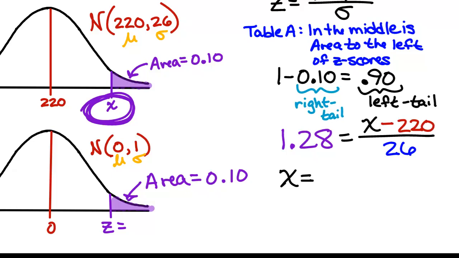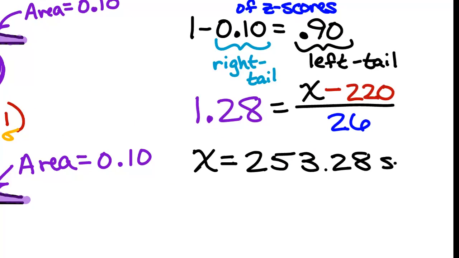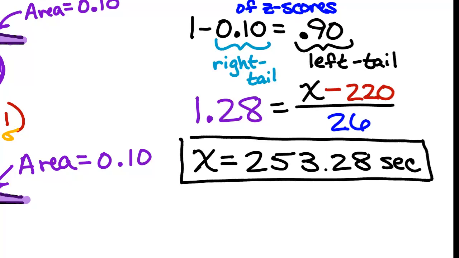Does anybody have a number for me? I heard 253 and then I didn't hear the decimal part. 0.28. Should we put units with that? Seconds. So songs that are 253.28 seconds long or longer are in the top 10% of songs for their length.